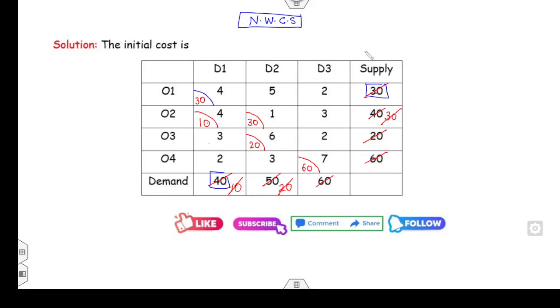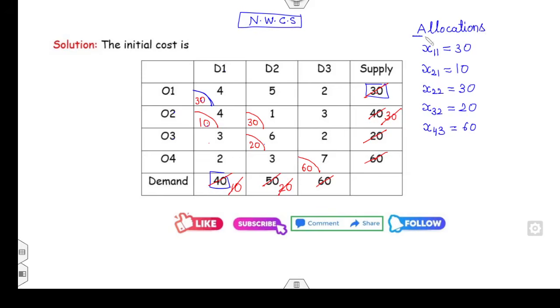Fine. Now the numbers which I have written are 30 and 10. 30 is called X11, which is 30. This number is 2 and 1. X21 is my 10. X22 is my 30. What is the number? 3 and 2. X32 is my 20. And the last number X43 is my 60. These are called allocations.